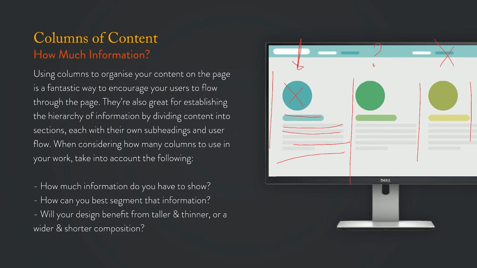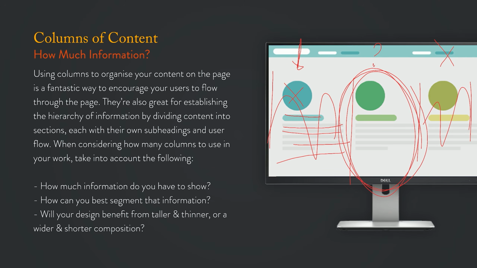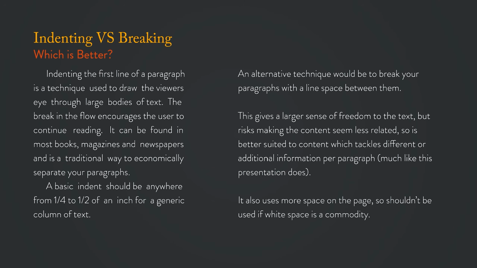How much information do you have to show? How can you best segment that information? And will your design benefit from a taller and thinner or wider and shorter composition? If this information is unimportant, get rid of it and consider just having that one central column where there is a short amount of text that the viewer will happily consume and therefore place greater emphasis on said text. One last thing to talk about with paragraphs then is indenting and breaking.